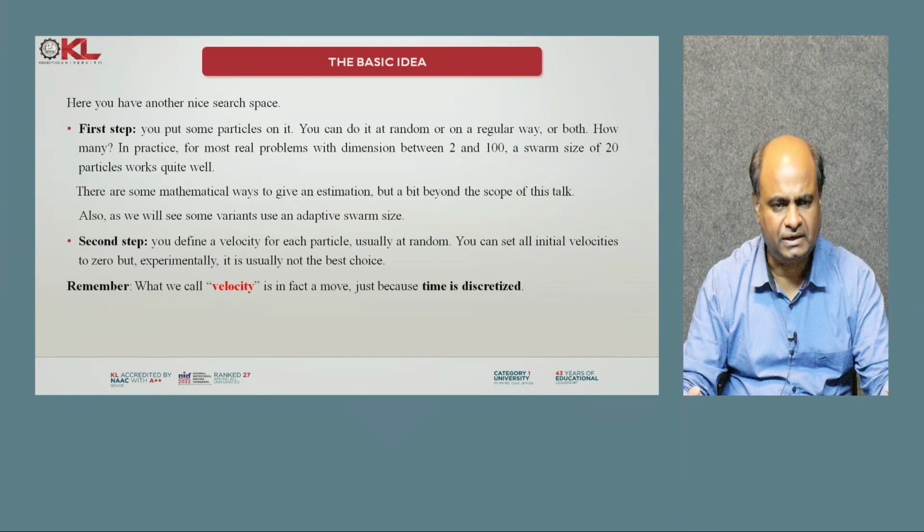Second step is you define a velocity for each particle, usually at random. So you assign a random number. You can set all initial velocities to 0, but experimentally it is usually not the best way. So generally you don't take any initial velocity as 0, because we expect that in the past some particles were already moving and have a velocity.